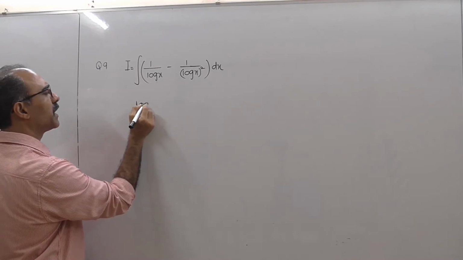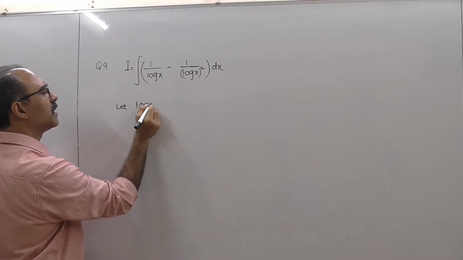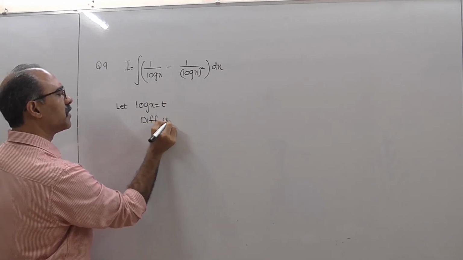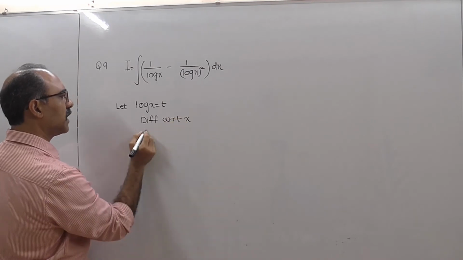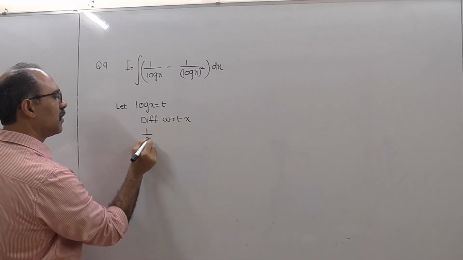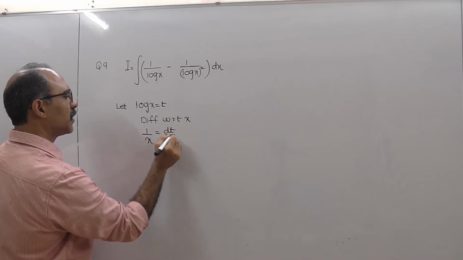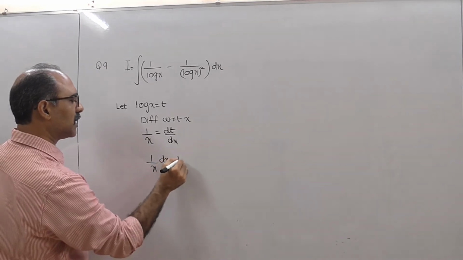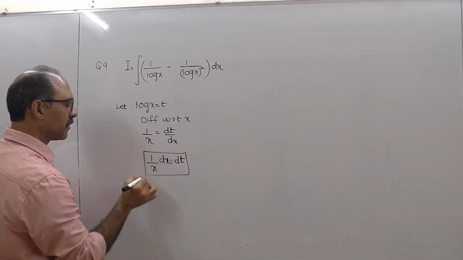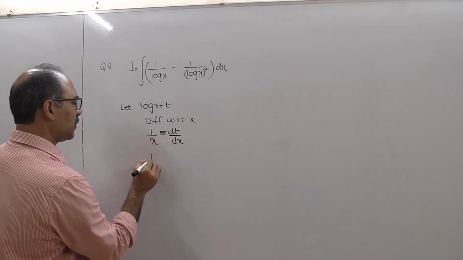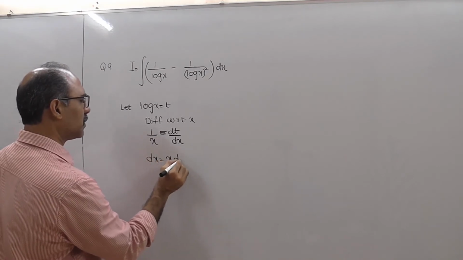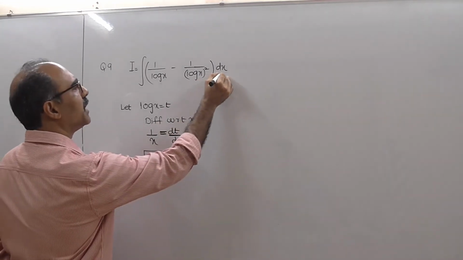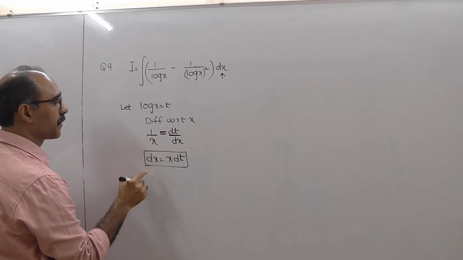See, what you have to do is make an assumption. Let log of x equal to t. If you differentiate with respect to x, the derivative of log x is 1 upon x, equal to dt by dx. So you have 1 upon x dx equal to dt. So you can write dx equal to x times dt, because we have only dx, so we try to find the value for dx.